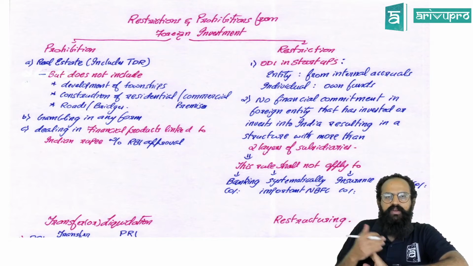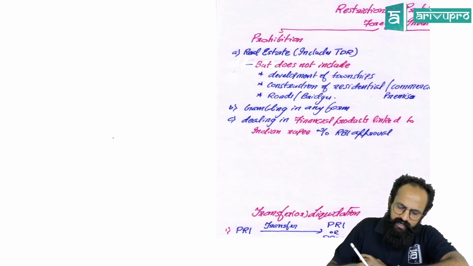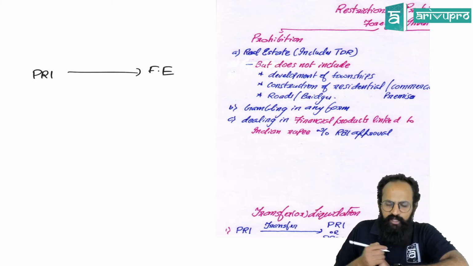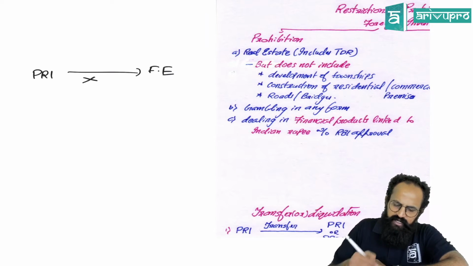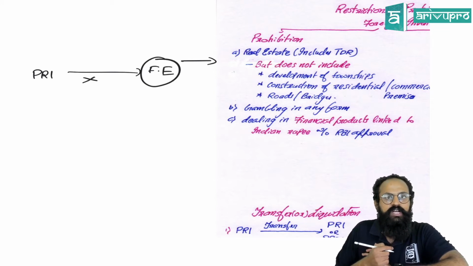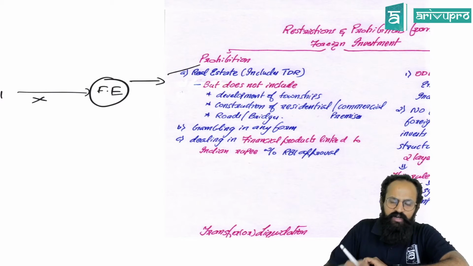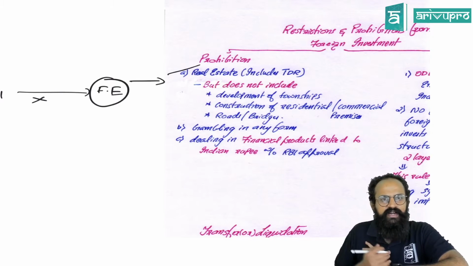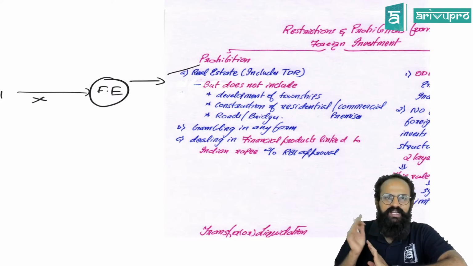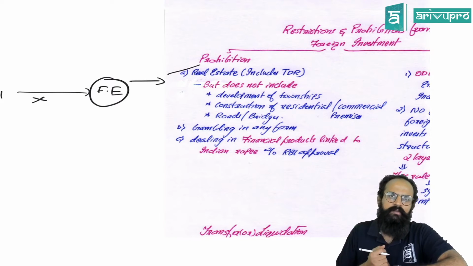You cannot make an ODI, where a PRI is making an investment in a foreign entity, if the foreign entity is into the following things. The first one is real estate. If a foreign entity is into real estate, then you cannot make an investment. Real estate is always prohibited.